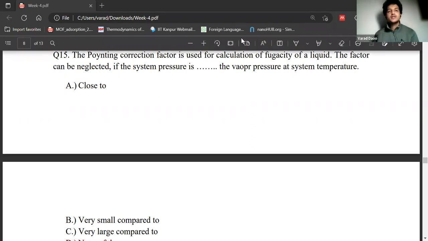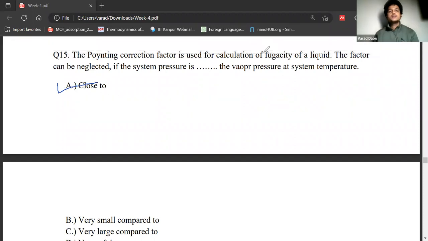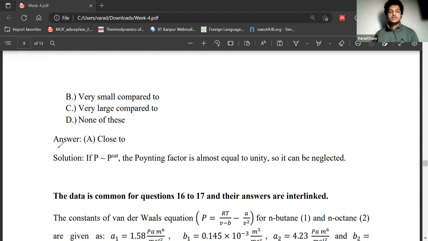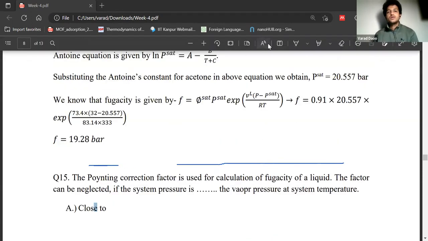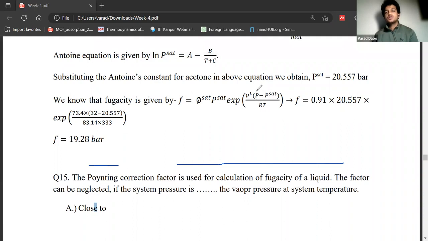What is the correct answer? The correct answer is very close, right? The answer is very clear, right? So the answer is, if P is equal to P sat, the Poynting correction factor is almost equal to unity. You can look at from here also, right? So if we just put P is almost equal to P sat, what will be exponential of 0, e to the power 0? That is nothing but 1.